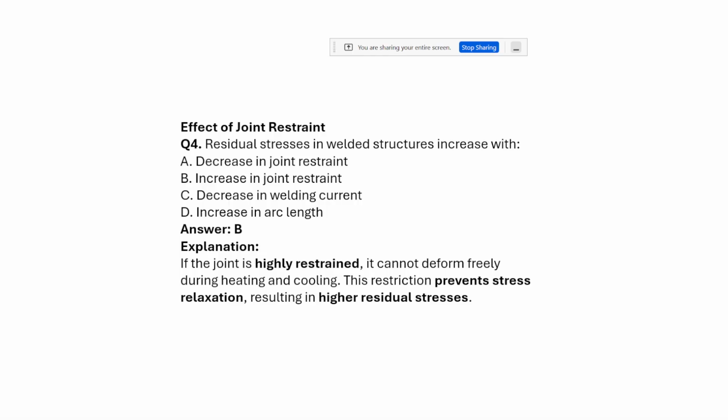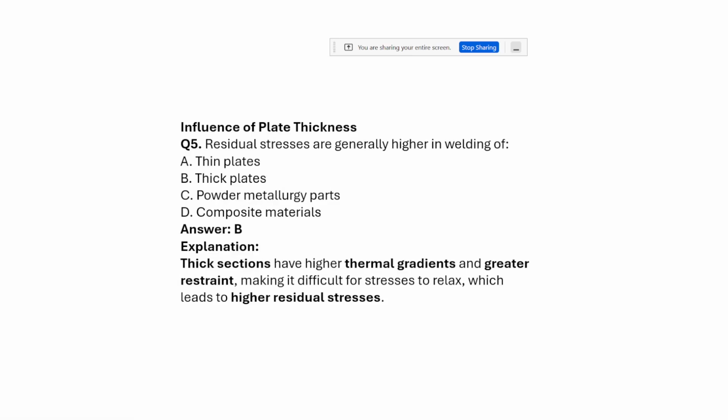Okay, so if we decrease the welding restriction, the residual stresses will be reduced. So answer A is not the answer. Answer B, increasing the joint restraint, then the residual stresses will increase. Decreasing the weld current doesn't affect it, and increasing the arc length also does not affect it. If the joint has a high restraint, it cannot be deformed freely during the heating and cooling. That prevents stress relaxation and results in higher residual stresses.